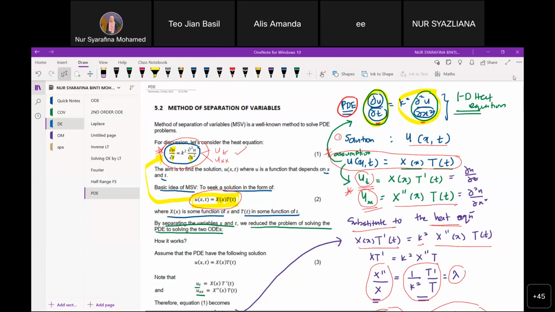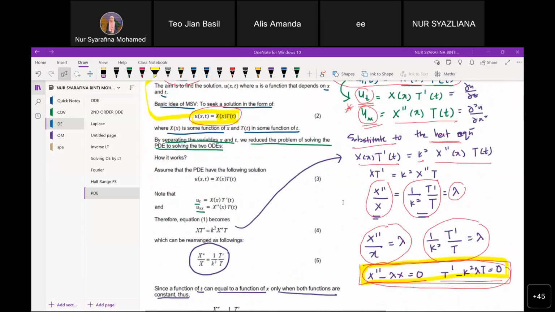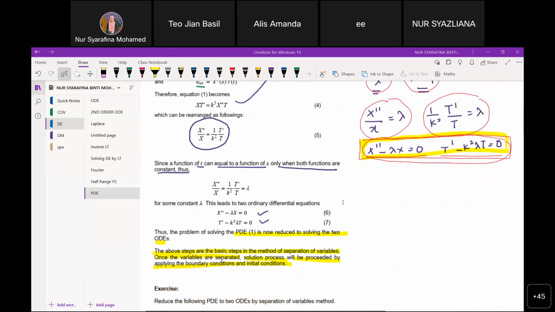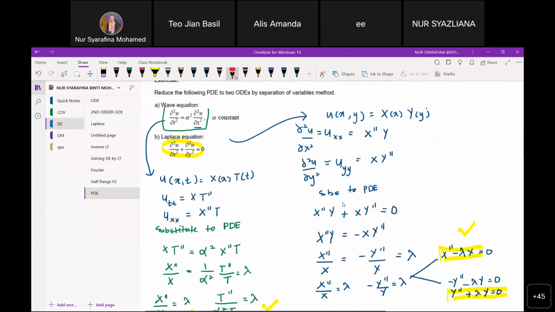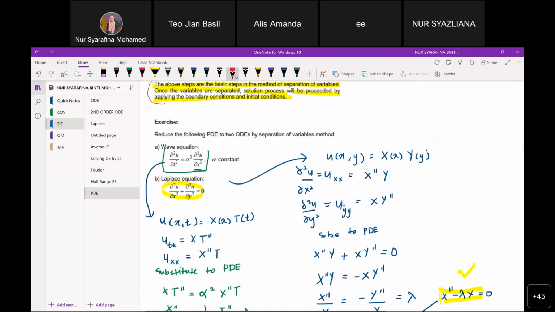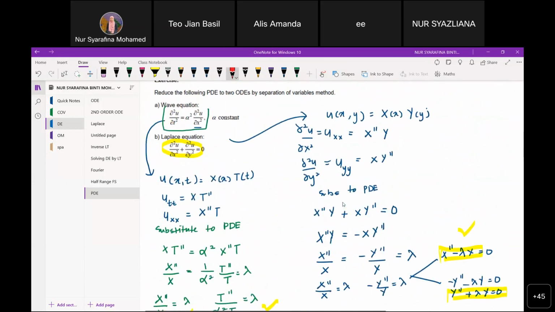Okay, right. So now, once you reduce, of course, we want to find the solution, right? How can we find the solution? So what I have discussed here are the steps in the method of separation of variables once the variables are separated. So this is the separated version. Then the solution process will proceed by applying the conditions. So this is how you separate. I think this is quite easy.